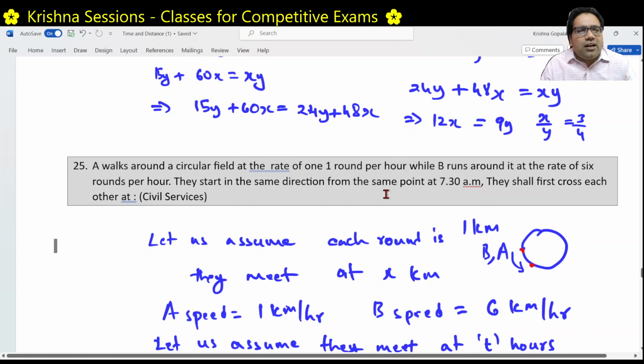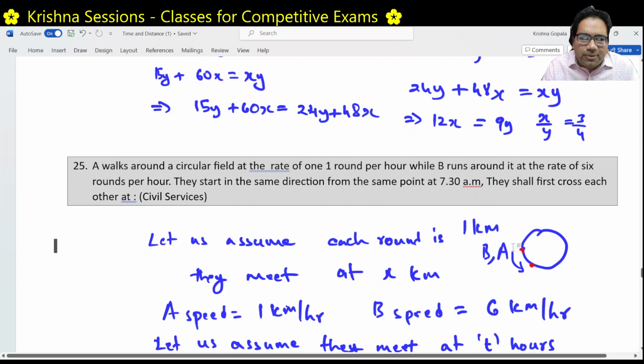Now they start in the same direction from the same point at 7:30 a.m. Both of them started here, let's say at 7:30 a.m. They shall first cross each other at? When will they first cross? So when will they first cross? A would be moving like this, slowly. B would be moving like this, faster.